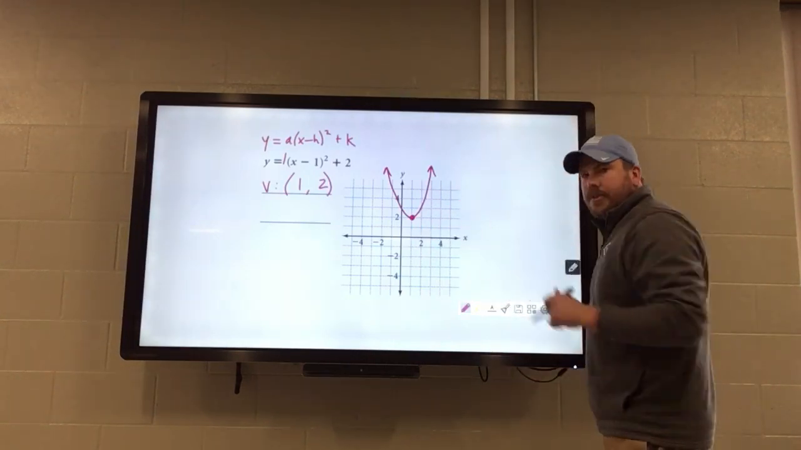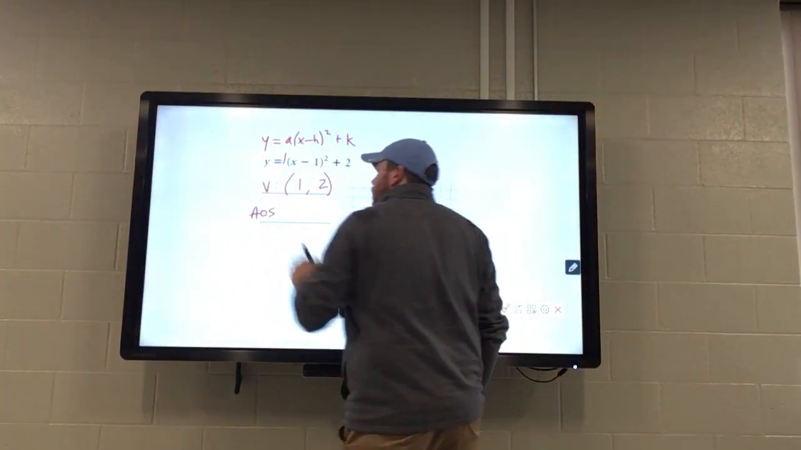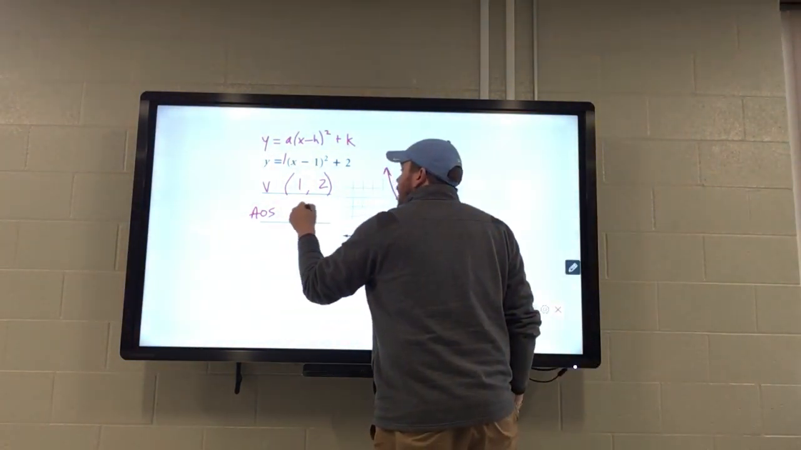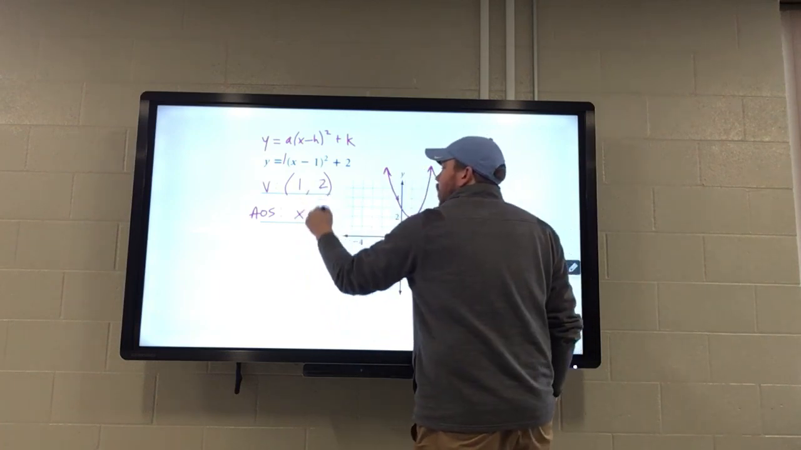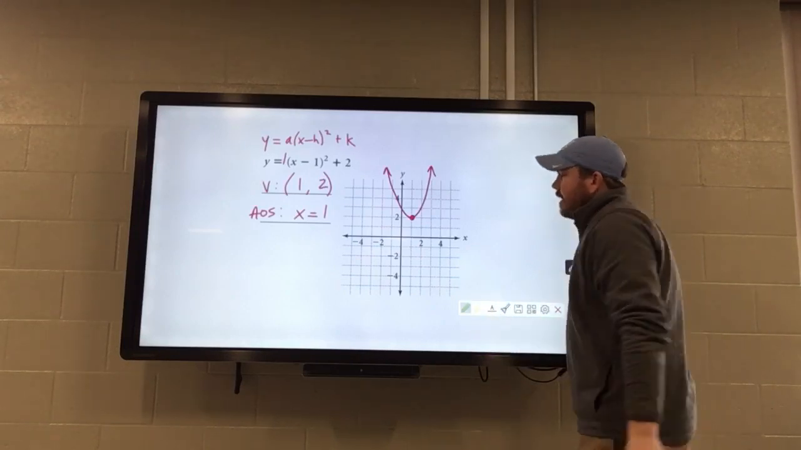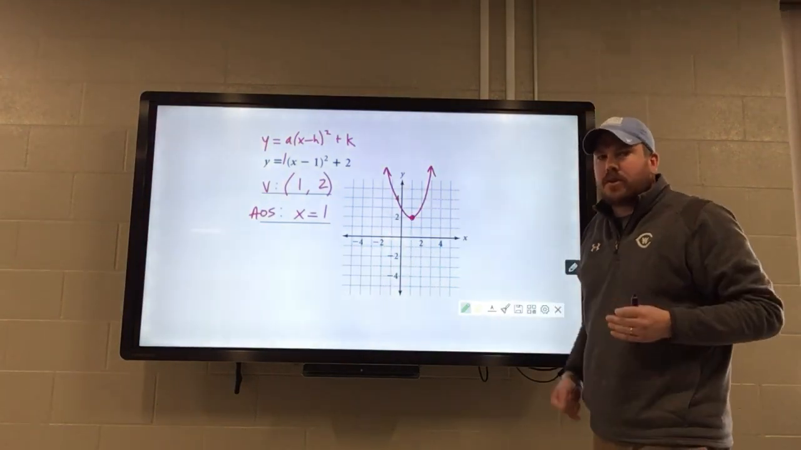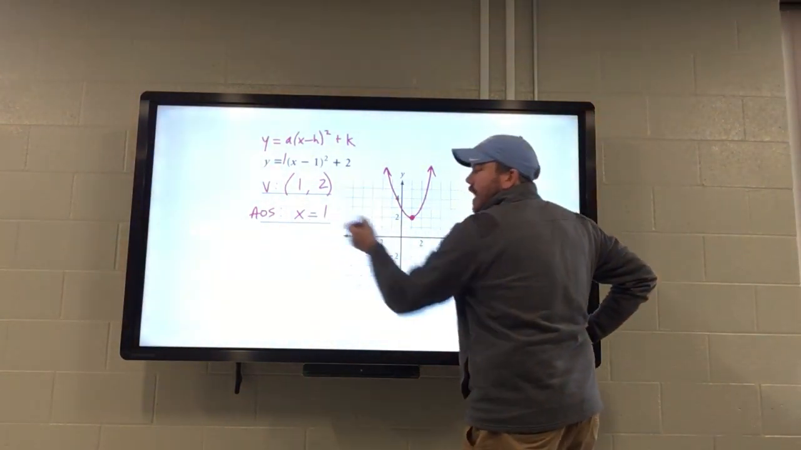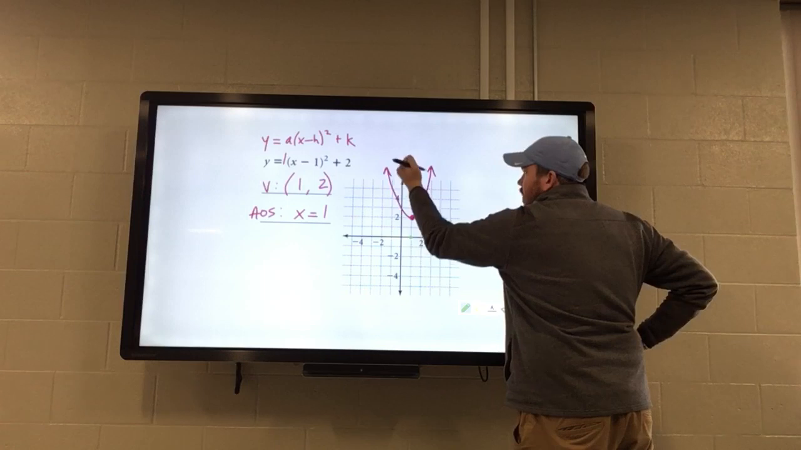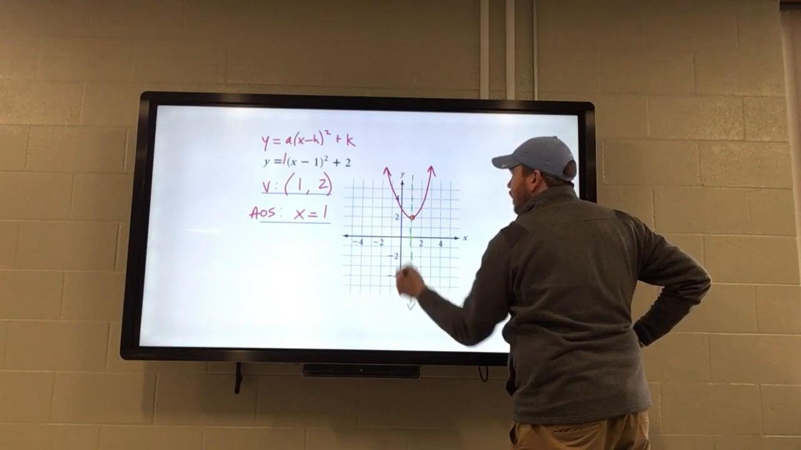Okay? The other thing that I mentioned in the notes over there was the axis of symmetry, which we like to abbreviate AOS. The axis of symmetry happens at x equals h. Well, h in this case was 1. Here's what the axis of symmetry does. This is actually the equation of a line. And anytime we have x equals some number, it is a vertical line. So this is a vertical line at 1. Let's go ahead and draw that. So a vertical line at x equals 1 will look something like this. There we go.